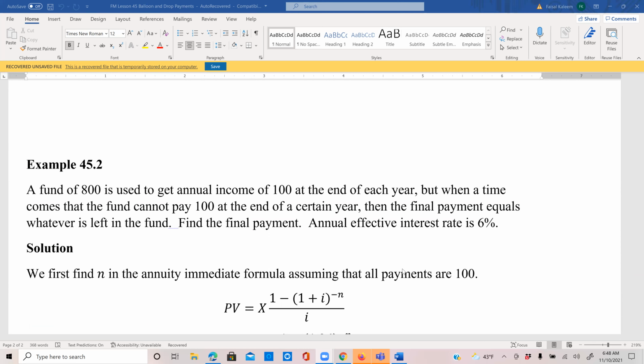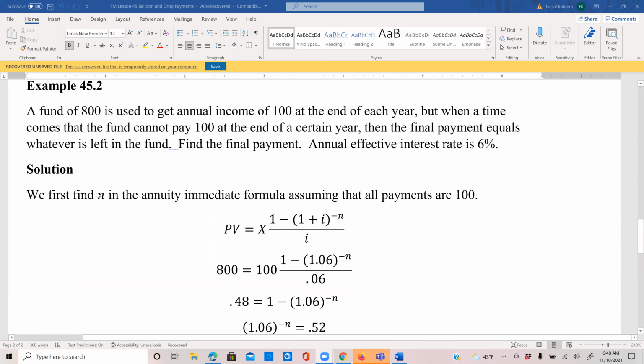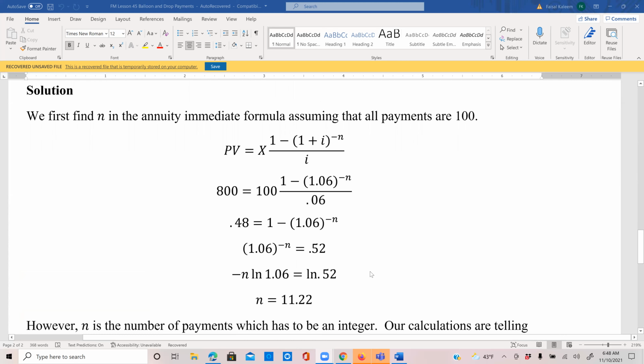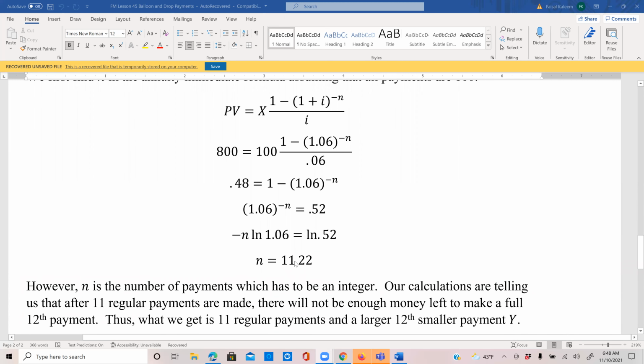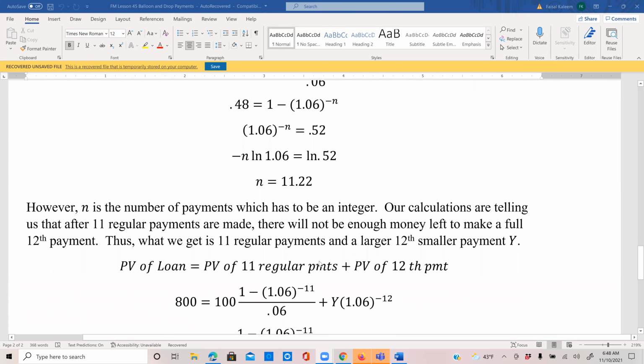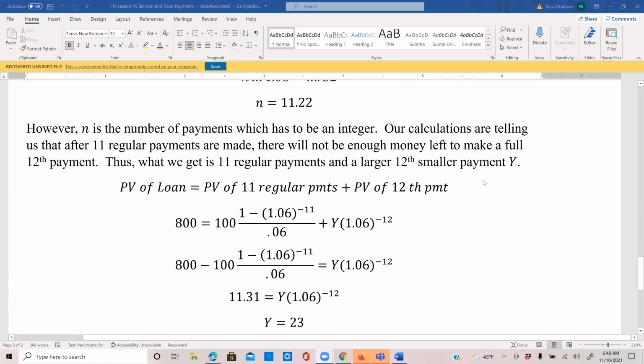Find the final payment. And it starts the same way. We first try to find n as if all the payments were 100, and again it comes out to be 11.22. So what that means is that we can have 11 complete payments of 100, but we can't have more than 11, because after that only 0.22 of a payment is left, which basically is saying that we do not have 100 left by the time of the next payment period. So we will get the 11 regular 100 payments that we can get. And then the last payment, which will be the 12th payment in this case, will be smaller. And let the smaller payment be y.